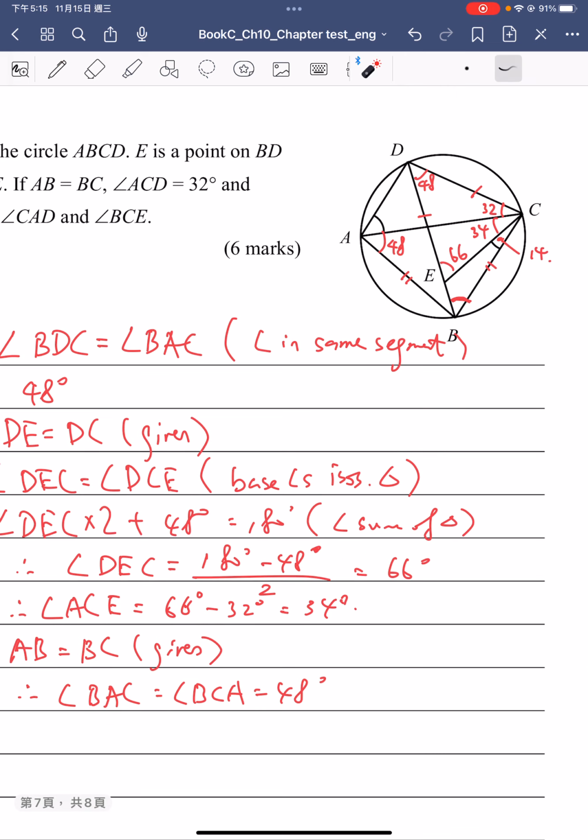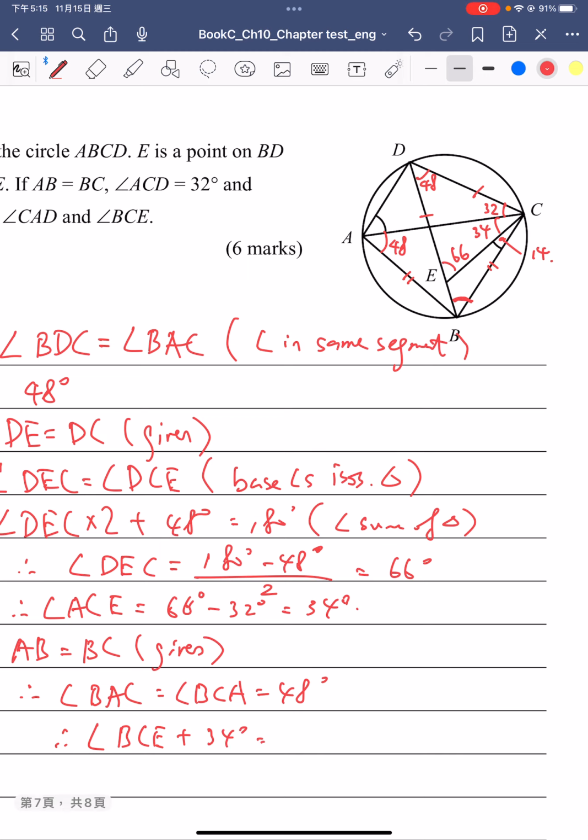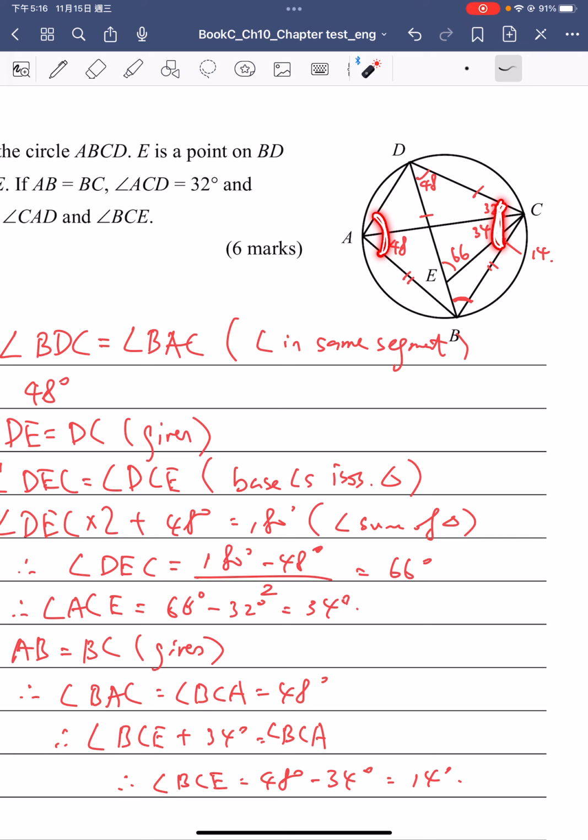So now we can say the required angle ECB plus this 34 degrees is equal to 48. So we have the angle of BCE, the required angle, plus 34 degrees equal to the larger angle BCA. So we have the angle of BCE is equal to 48 degrees minus 34 degrees, giving you the answer is 14 degrees. So now we can say these two angles plus together plus these three angles plus together is equal to 180. So we can write all of them down.